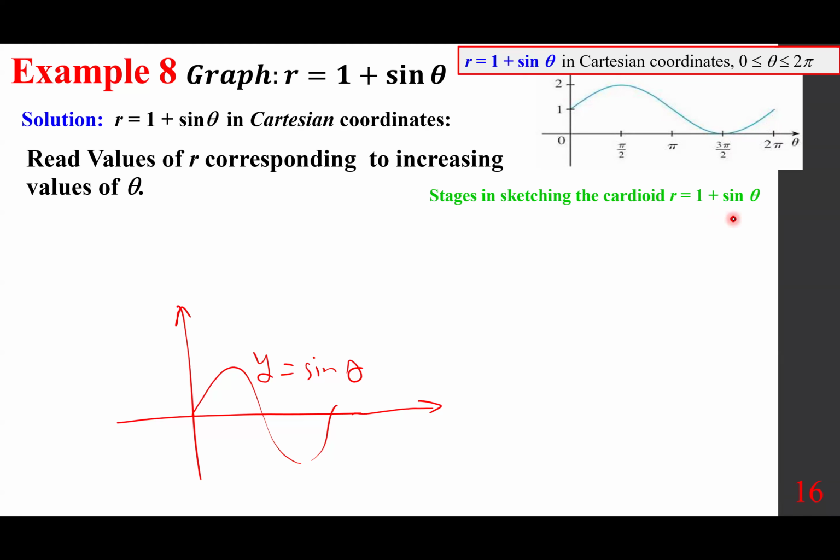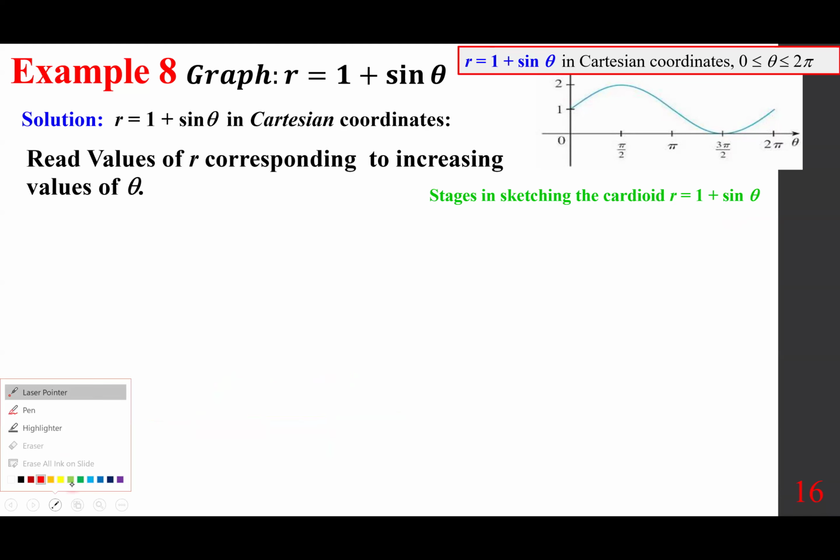And we are going to look at various stages of that. 1 plus sine theta, 1 minus sine theta, those are all cardioids. 1 plus cosine theta, 1 minus cosine theta, the same thing. The idea is that when this number and the coefficient of sine are the same as far as the absolute value is concerned, it becomes a cardioid. Okay, so let me erase my work first.